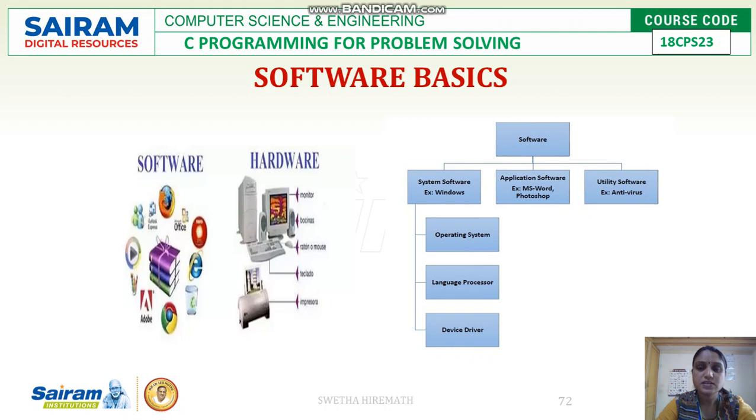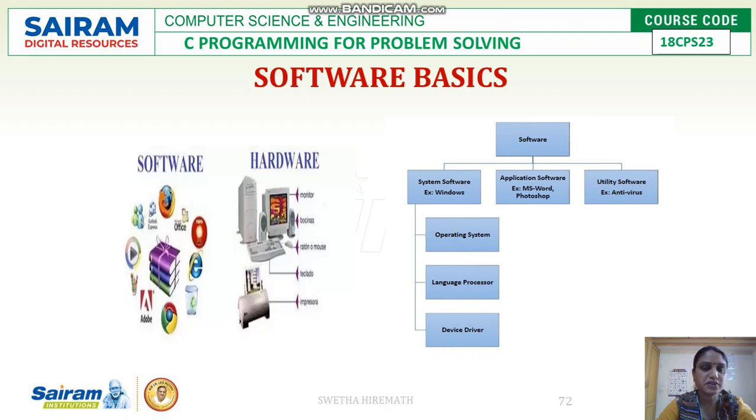So what exactly is software? Software is a set of instructions which tells the computer what exactly it has to do, how it has to do it, and what output it has to produce based on what input we give. That is nothing but software. Software can be divided into three different types: system software, application software, and utility software.